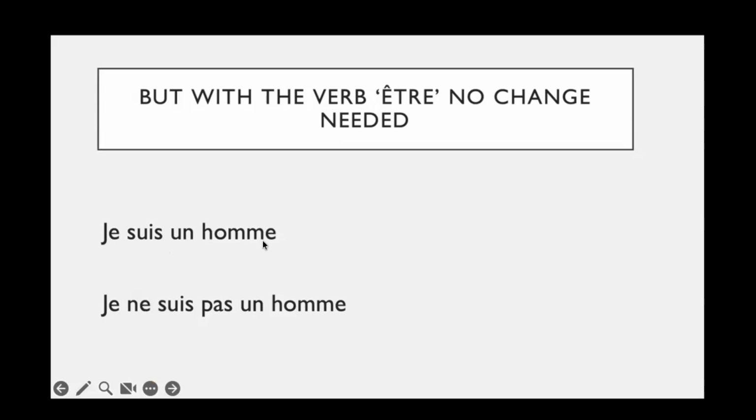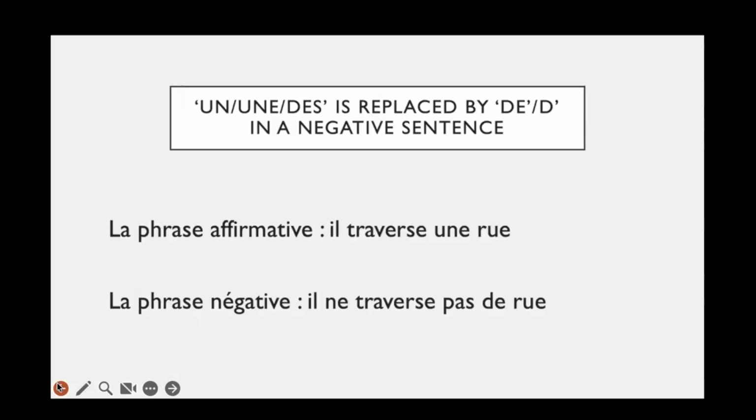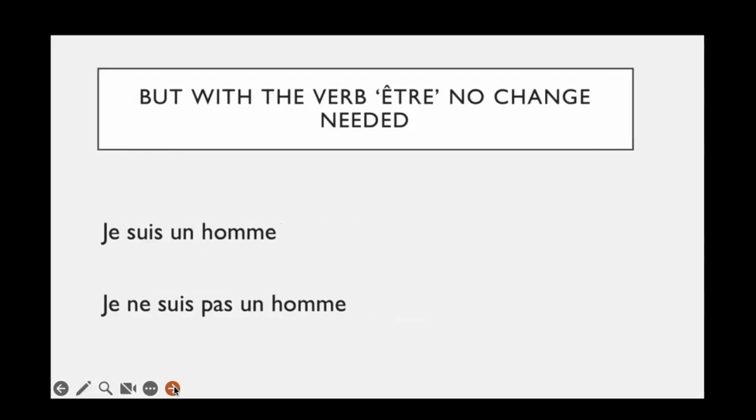Je suis, tu es, il est, nous sommes, elle est, vous êtes, ils, elles sont. Je suis un homme. Je ne suis pas un homme. See, remains same. There is no change. But if we go to the previous slide, there is a change because it's a different verb, right? So in general, for any verb, we do not use un, une, des in a negative sentence. But if the verb is être, which will be understandable with the help of the conjugation, then je ne suis pas un homme. I'm not a man in that sense.